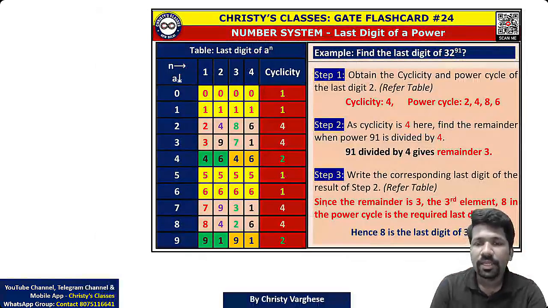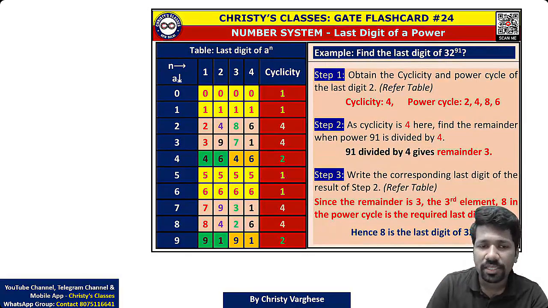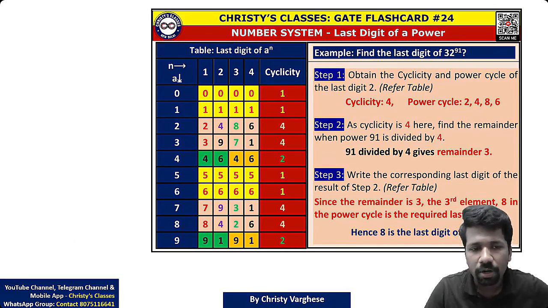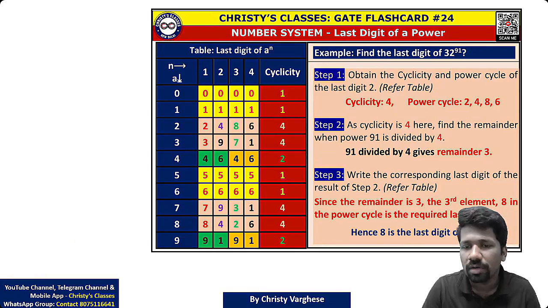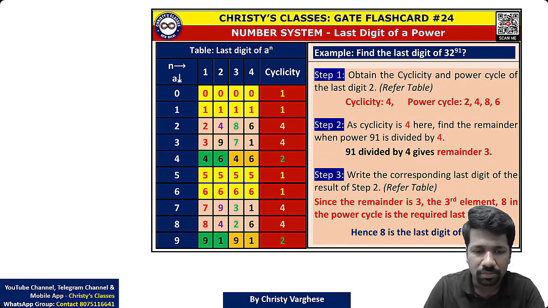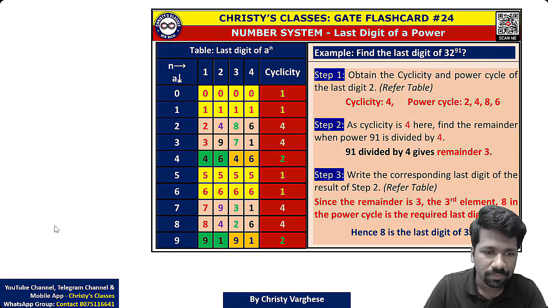Then this last digit of power is the extension of laws of exponents. I hope all of you remember laws of exponents. When bases are same, how to multiply numbers. When the bases are same, how to divide numbers. When powers are same, how to divide and multiply numbers. When power of power comes, how to multiply and divide. These concepts are important. I'll just display it once more, just a minute.